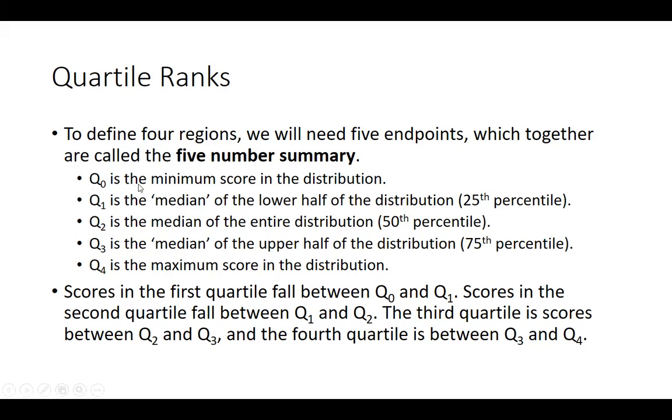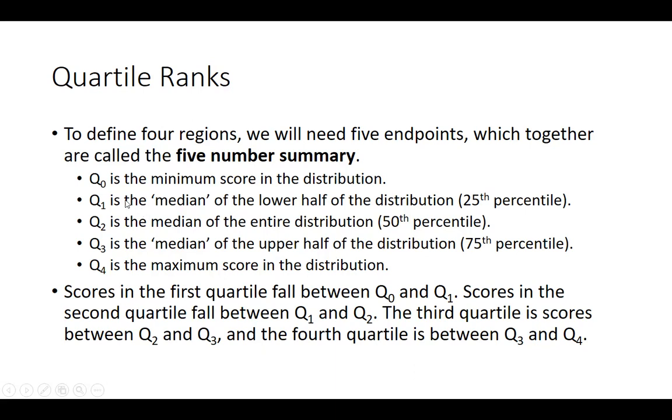Q sub 0 is the minimum score in the distribution. Q sub 1 would be the median of the lower half of the distribution, or the 25th percentile. Q sub 2 is the median of the entire distribution, or the 50th percentile. Q sub 3 is the median of the upper half of the distribution, or the 75th percentile. And Q sub 4 is the maximum score in the distribution.